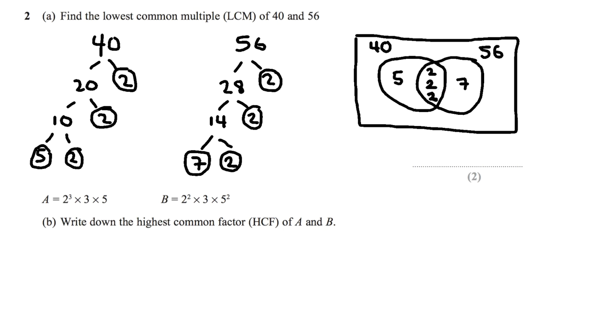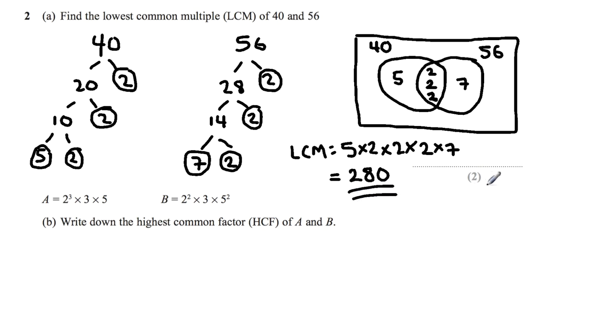Now, to find the lowest common multiple, we're going to multiply all the numbers in both the circles. So LCM equals 5 times 2 times 2 times 2 times 7, which equals 280. So the answer is 280.